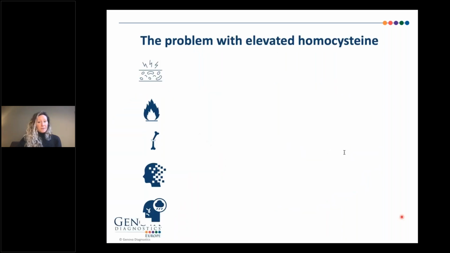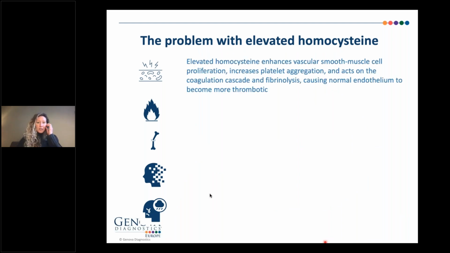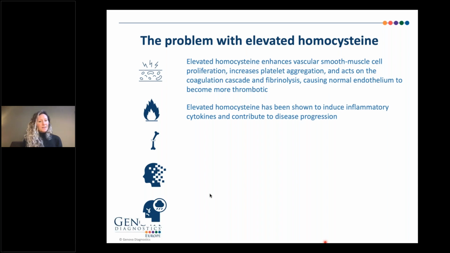So I mentioned there are some significant risk factors, and here are some of the important ones. Elevated homocysteine can enhance vascular smooth muscle cell proliferation. It can increase platelet aggregation and acts on the coagulation cascade and fibrinolysis, causing normal endothelium to become more thrombotic. So in a nutshell, it can contribute to the development of atherosclerosis, as well as other cardiovascular diseases. Elevated homocysteine has been shown to induce inflammatory cytokines and contribute to disease progression.